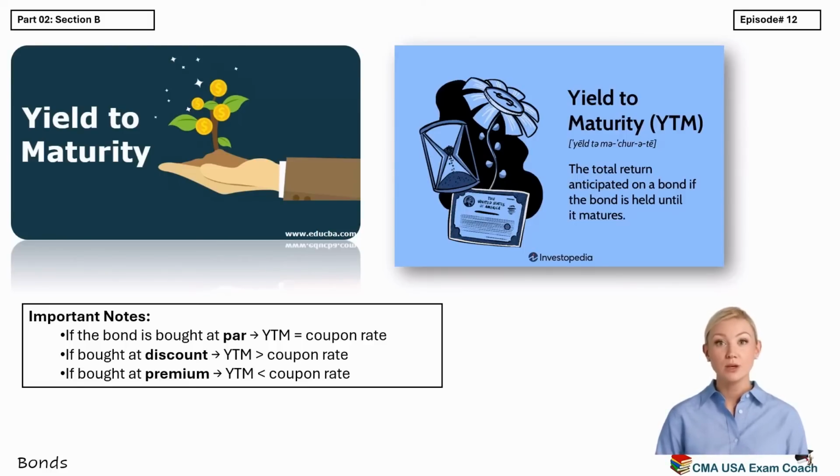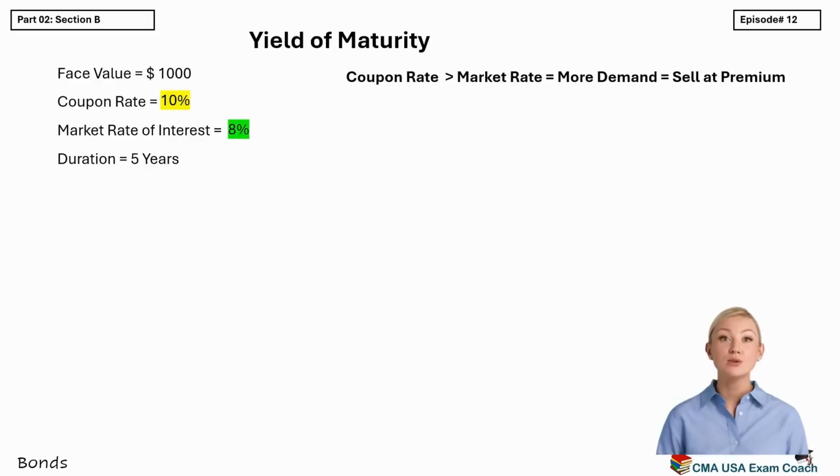And for that, we'll take the same scenario we used earlier, the case where the bond is sold at a premium. So here are the details. The face value of the bond is $1,000. The coupon rate is 10%. The market interest rate is 8%. And the duration of the bond is 5 years.